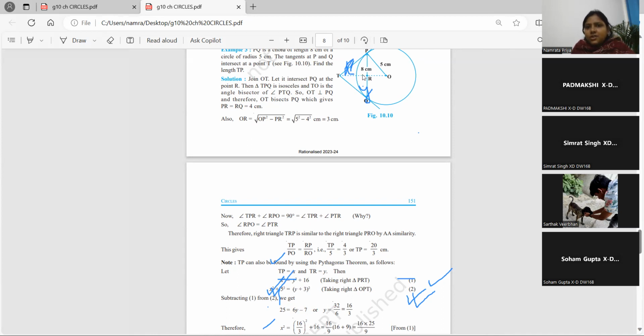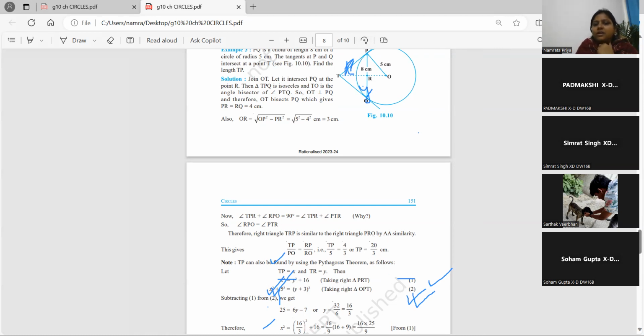And in the same way, in this triangle, what will happen? This is your 5 square, this is your 4 square, and this will be y plus 3, because we have taken TR as y. So RO is 3, already calculated. So the complete big triangle you are taking, PT square and PO square and TO square. This 90-degree triangle you are taking, and you are getting these two equations. The moment you solve them, you will reach 20 by 3.